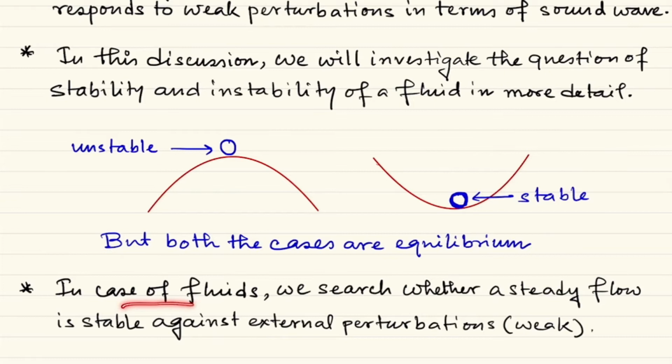Now in case of fluids, we cannot really distinguish this type of position, but we can distinguish several types of steady state. So in case of fluids, we do not search for mechanical equilibrium positions in general, rather we search whether a steady flow is stable against external perturbations or not. Of course, the external perturbations must be weak, otherwise we cannot do linear analytical theory out of it.